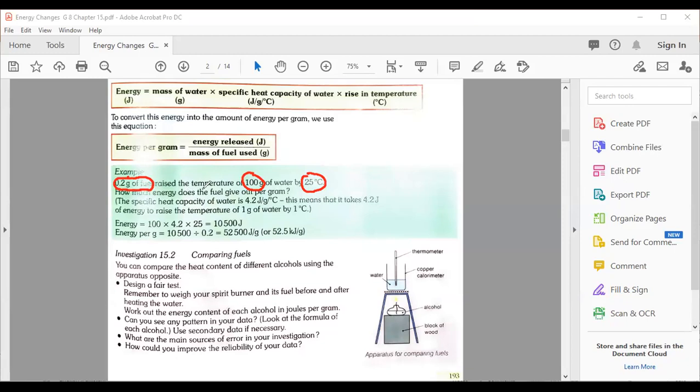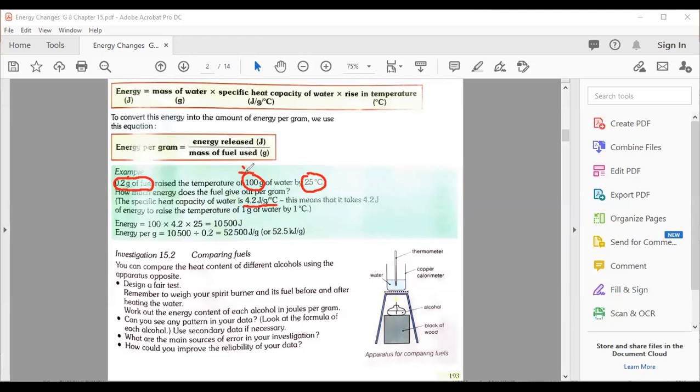How much energy does the fuel give out per gram? Now you're going to find out what the energy is per gram. So here they mentioned that the specific heat capacity of water is 4.2 joules per gram per centigrade. This means that it takes 4.2 joules. Now you put all the data in the equation like this.